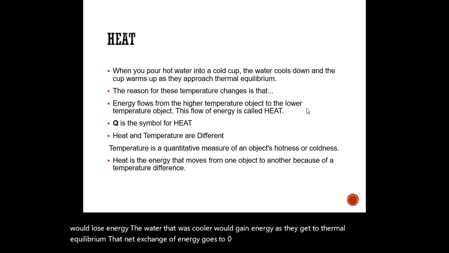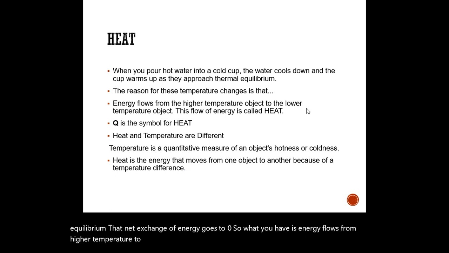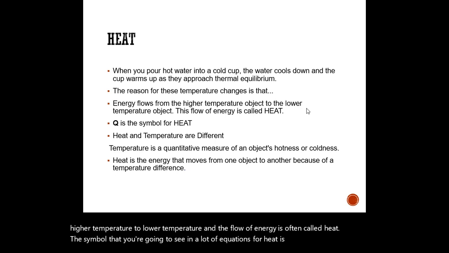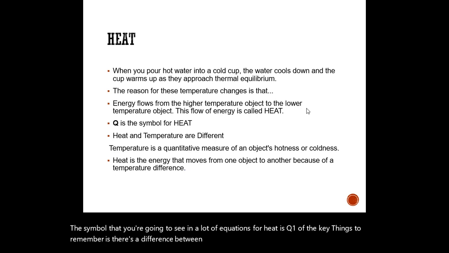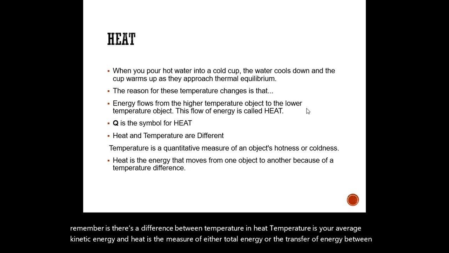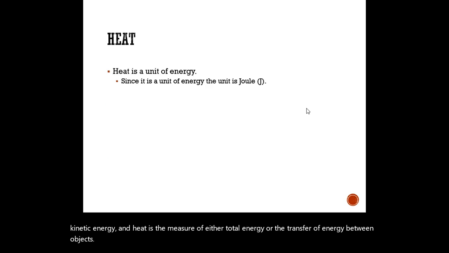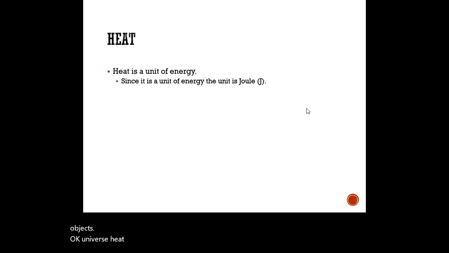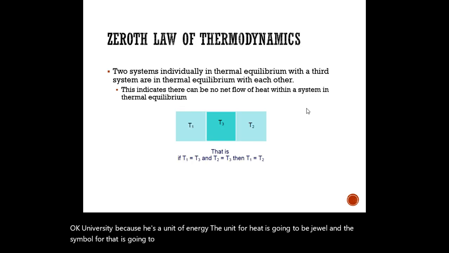So what you have is energy flows from higher temperature to lower temperature, and the flow of energy is often called heat. The symbol that you're going to see in a lot of equations for heat is Q. One of the key things to remember is there's a difference between temperature and heat. Temperature is your average kinetic energy, and heat is the measure of either total energy or the transfer of energy between objects. Okay, unit for heat, because heat's a unit of energy, the unit for heat is going to be joule, and the symbol for that is going to be J.